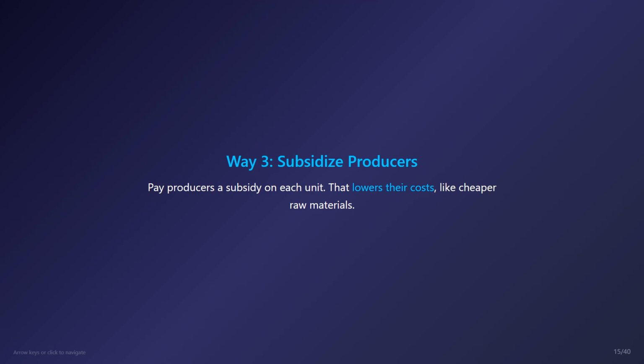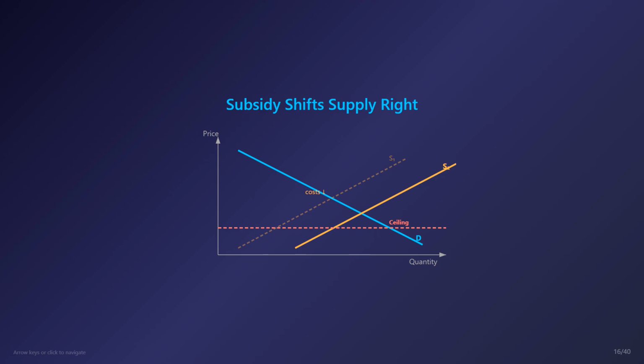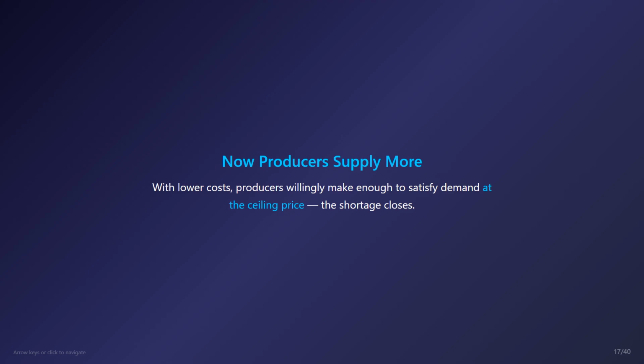The third way is to subsidize producers. The government pays producers a fixed sum on each unit they make. From the producer's point of view, this is just like a fall in their costs, as if raw materials got cheaper. On the graph, that cost reduction shifts the supply curve to the right. I'm keeping the original supply faded so you can see the move. The new supply curve sits out to the right of the old one. With their costs lowered, producers are now willing to make enough to satisfy the full demand, even at the low ceiling price. The supply rises to meet the demand, and the shortage closes.